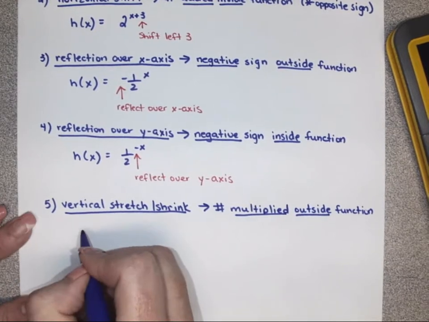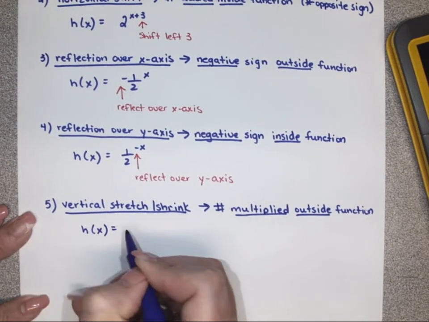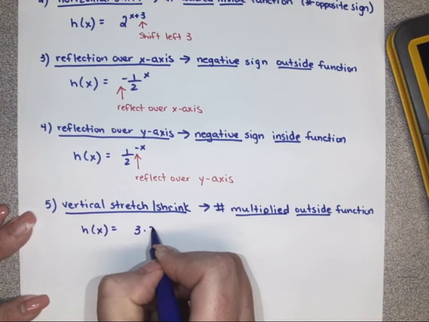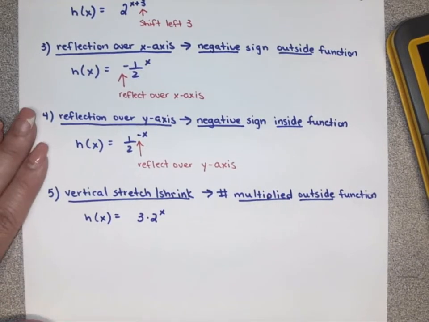So let's look at one like that. What if I had you describe for me the graph of 3 times 2 to the x?